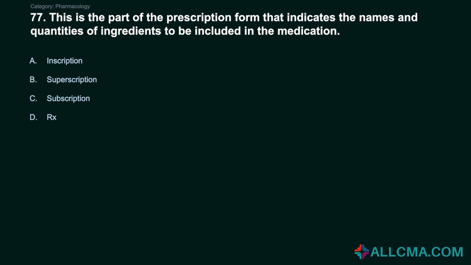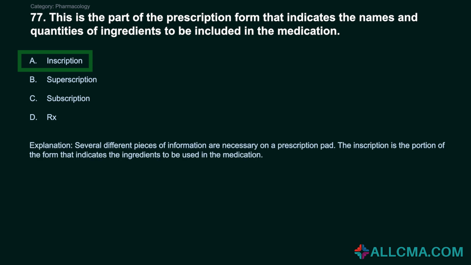77. This is the part of the prescription form that indicates the names and quantities of ingredients to be included in the medication. A. Inscription. B. Superscription. C. Subscription. D. Rx. Correct answer, A. Inscription. Several different pieces of information are necessary on a prescription pad. The inscription is the portion of the form that indicates the ingredients to be used in the medication.